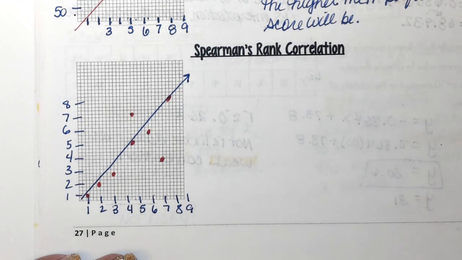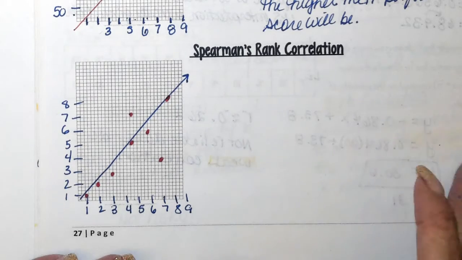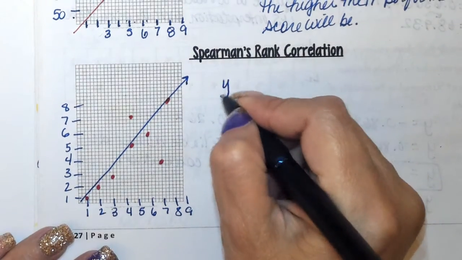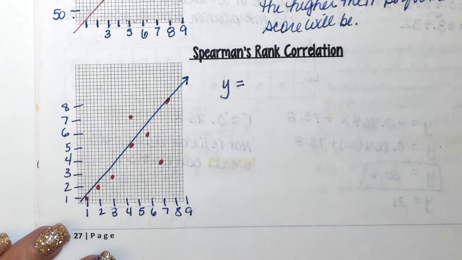All right, so Spearman's rank correlation. I'm not really looking for an equation on this one. I could write one. What do we get? Y equals, let me go back over here.